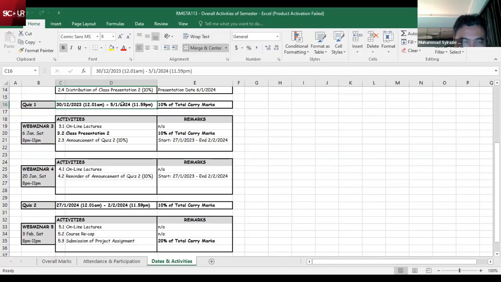Tetapi, once you log into the quiz, you have to answer all the questions. The questions are very simple, just true and false, and also the multiple choices. It's about 20 questions. 20 questions only. You have 1 hour. Topic number 1, 2, and 3.